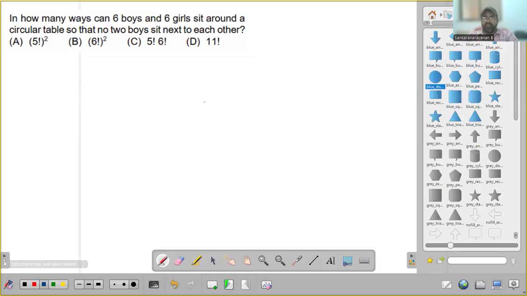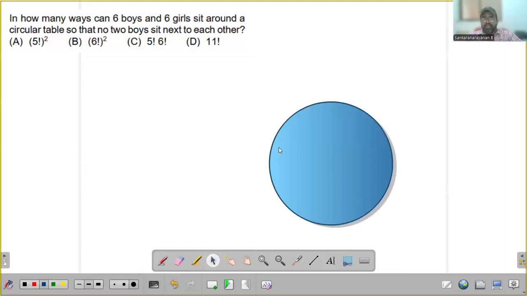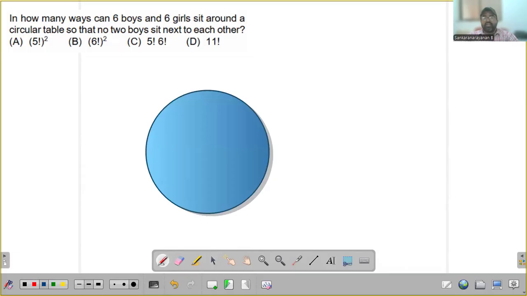Let us consider, I'm considering a round table arrangement here. Let us consider that altogether if there are n people, these n people can be arranged around a table in n minus 1 factorial ways. The number of ways you can arrange these n people around a table will be n minus 1 factorial. Okay, so keep that in mind.